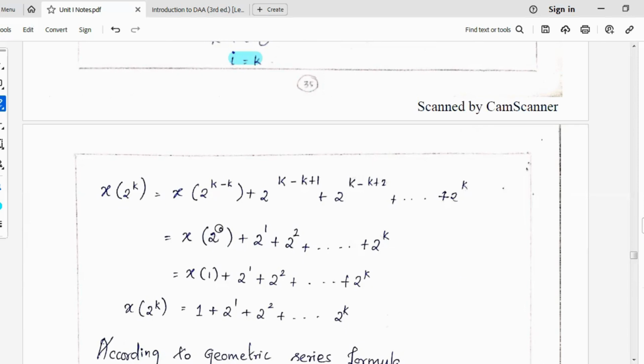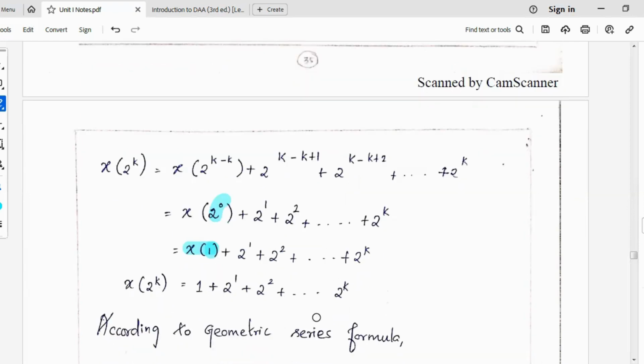Now we know 2 power 0 is 1, and we also know x of 1 value will be 1, right? This is a base condition. By this substitution I have removed the recurrence on the right hand side. So x of 2 power k equal to 1 plus 2 power 1 plus 2 power 2 plus up to 2 power k.